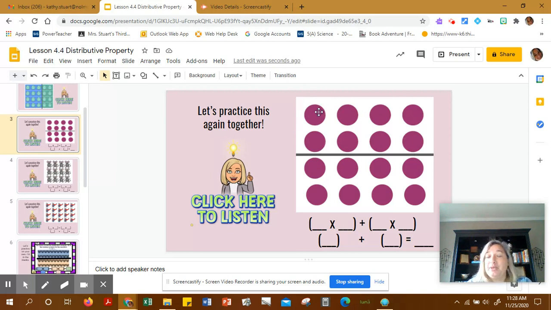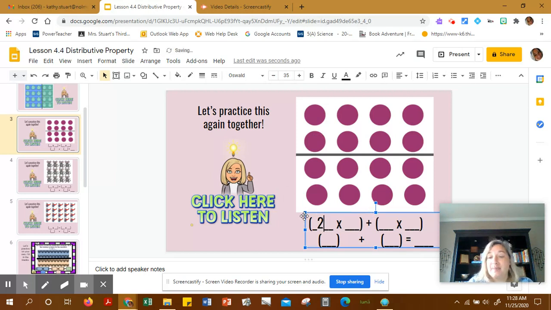How many rows do we have? Awesome. If you said 2, you're absolutely right. We have 2 rows. Here is one row, and here is the next row. Remember, rows always go across. They lay horizontal. Now, how many are in each one of those rows? Let's count. 1, 2, 3, 4. Good job. So we have 4. So we have a 2 times 4 array for our first array.